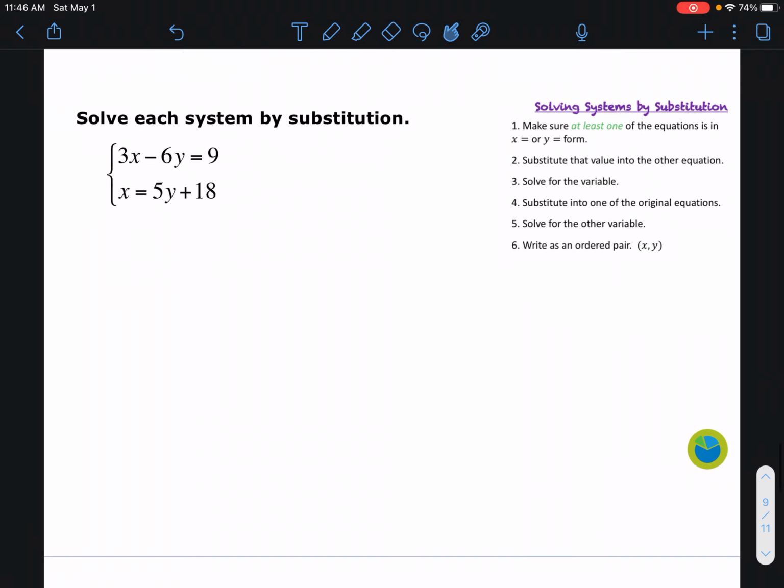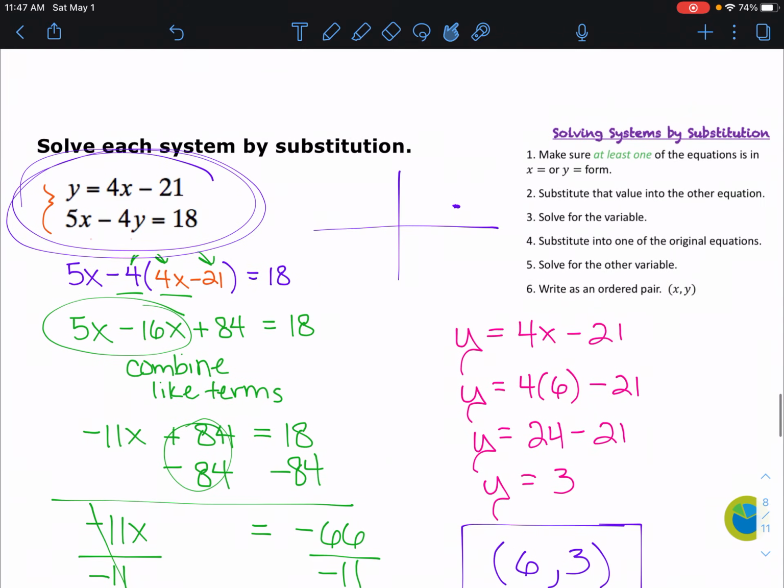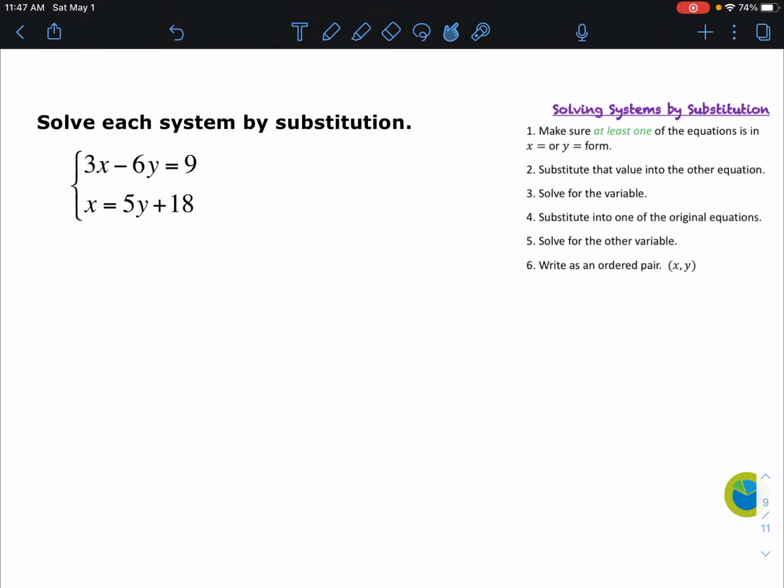Okay, I want to do one more just so you get practice with this. You'll notice our first one, we had a y equals, and this one, we have x equals. So it says step 1, make sure that at least one of your equations is in x equals or y equals form. This time, we have x equals. So we're going to plug in then for x.